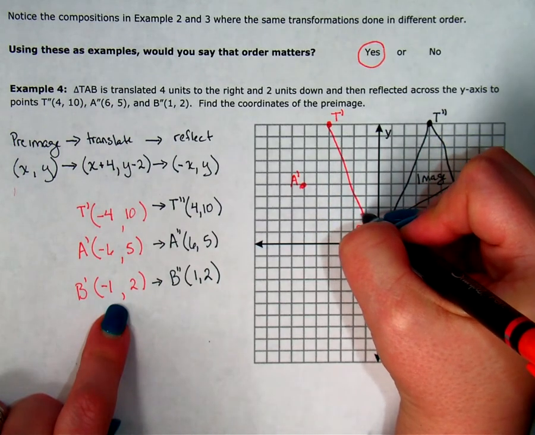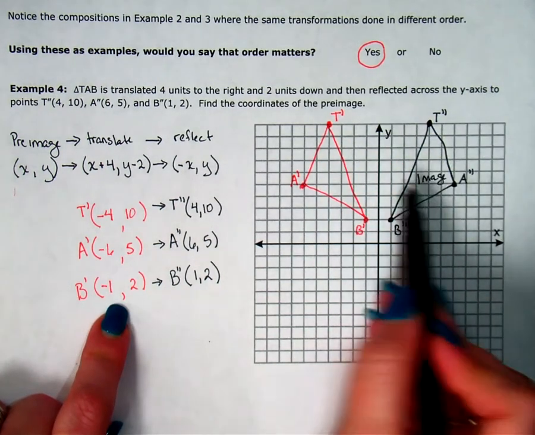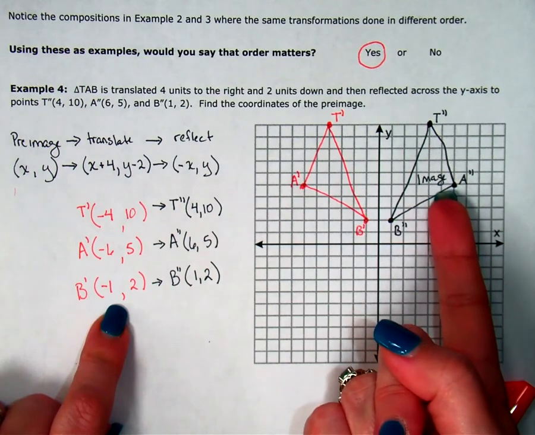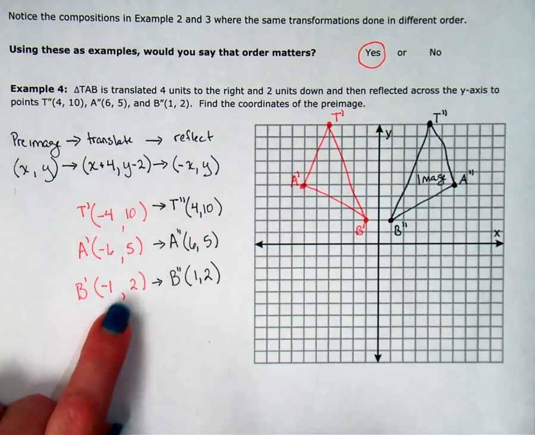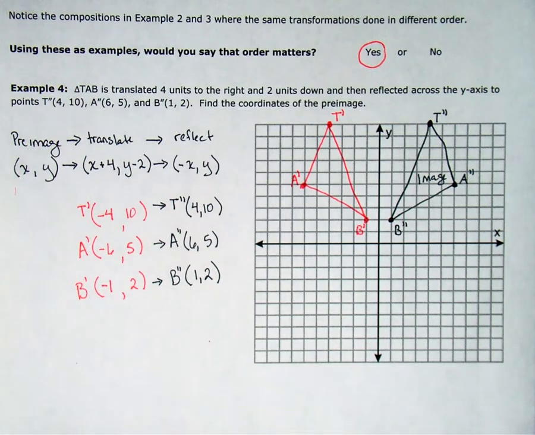So this is not an image or pre-image. This is like a pit stop on the way. So I can see this has just been reflected from here over to my image. Okay? All right, so now we need to figure out how to get back to the original pre-image that is going to be my answer because that's what it was looking for.